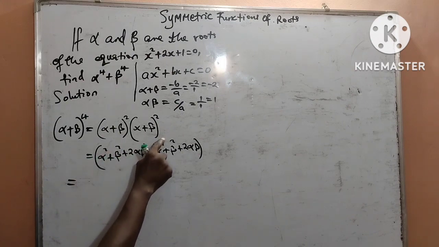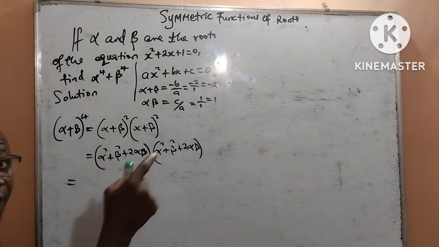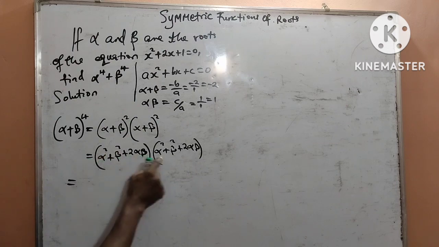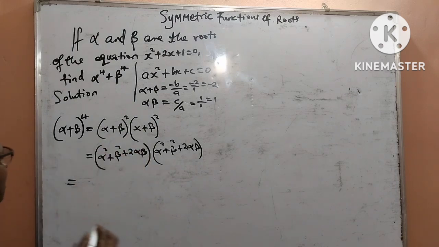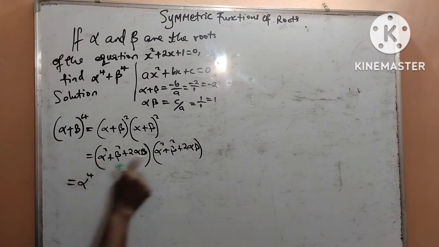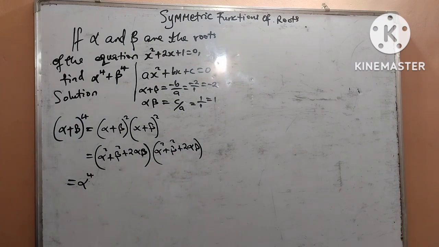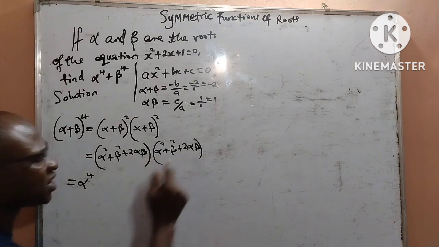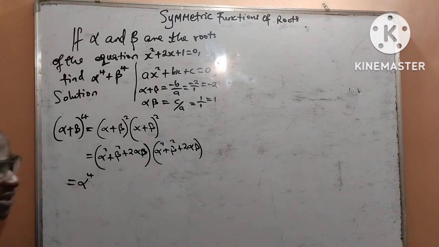Alpha squared will multiply alpha squared here. And from the law of indices I told you, since the bases are equal, I will add the powers. That is the key. So I will now have alpha to power 4. I will still use the alpha. I am going to use this first one to multiply everything in the second bracket. I will use the second one to multiply everything in the second bracket. I will use the third one to multiply everything in the second bracket. That is what we are doing.